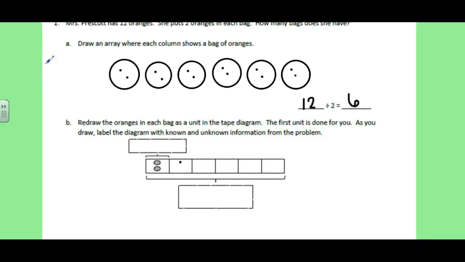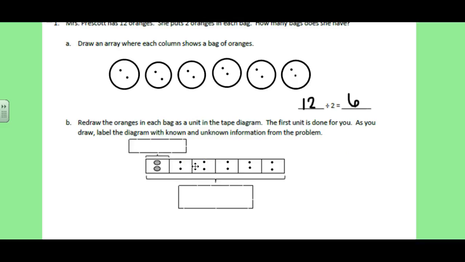Okay, so what I want you to do on your part B with the tape diagram is put 2 dots into each section, and then push pause while you're doing that, and whenever you're ready to move on to labeling, I want you to go ahead and push play. Okay, so each part of the tape diagram should have 2 dots in it to represent the 2 oranges that she put in each bag.